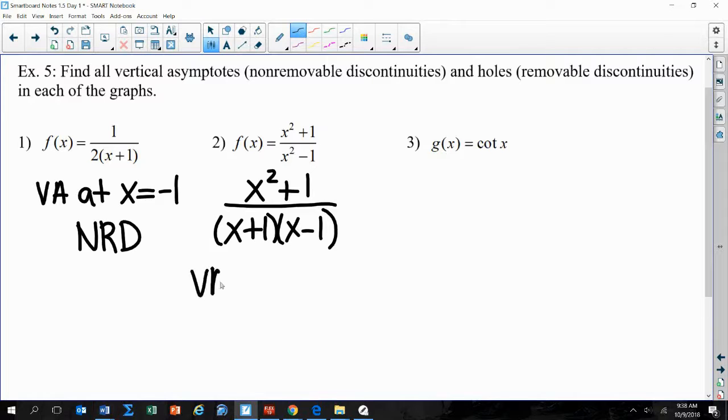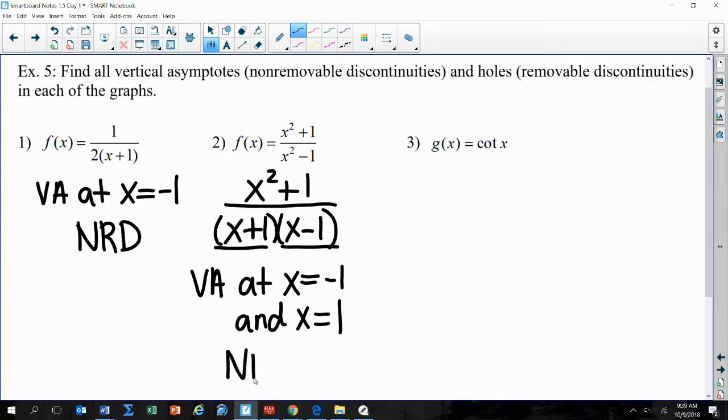So where would my vertical asymptote be? Vertical asymptote at what makes this factor go to 0? -1. Okay. And what would make the second factor in the denominator go to 0? Positive 1. Okay, vertical asymptote at x equals negative 1 and x equals positive 1. So what kind of discontinuity is that? Removable or non-removable? Non-removable. Non-removable discontinuities are vertical asymptotes and what else? Gaps. Yep.